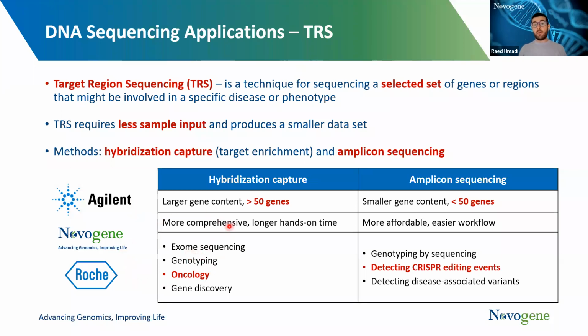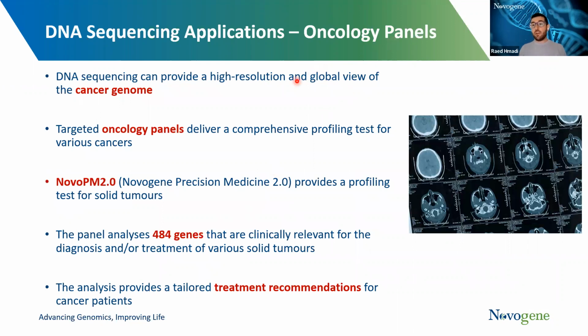And since now we are talking about the hybridization capture method of target region sequencing, one of the very important aspects of target region sequencing that have been heavily used in the last couple of years is oncology. So we know for a fact that DNA sequencing can provide us with high resolution and a global view of the cancer genome. And this is why targeted oncology panels have been developed in order to deliver a comprehensive profiling test for various cancers. One of those targeted oncology panels is called NovoPM2, and this panel provides us with a profiling test for solid tumors.